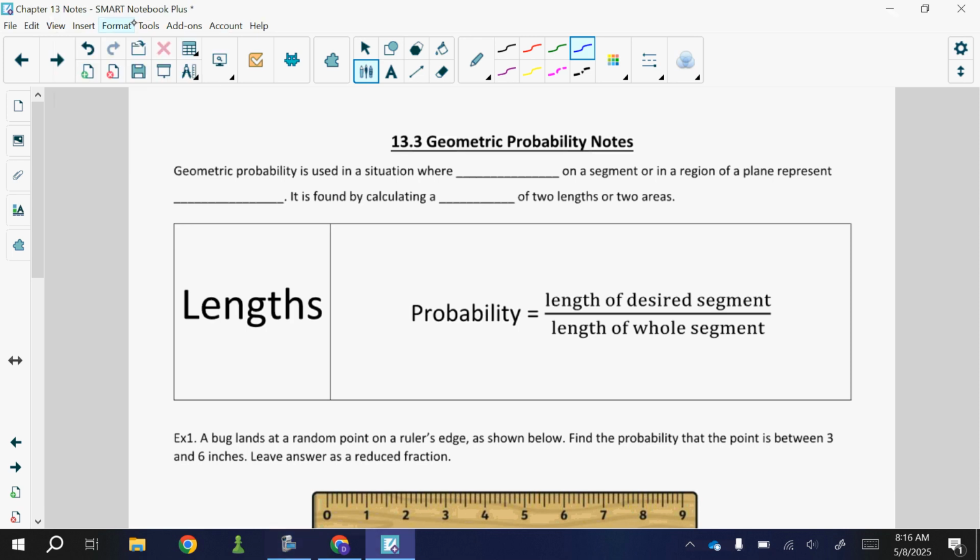Today we're going to be looking at 13.3, geometric probability. Geometric probability is used in situations where points on a segment or in a region of a plane represent outcomes, and it's found by calculating a ratio of two lengths or two areas. Basically, and this is true for pretty much all of probability, it's always desired outcome over whole, or all possible outcomes.